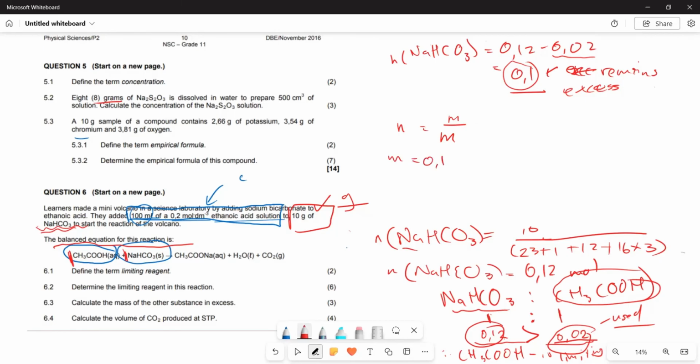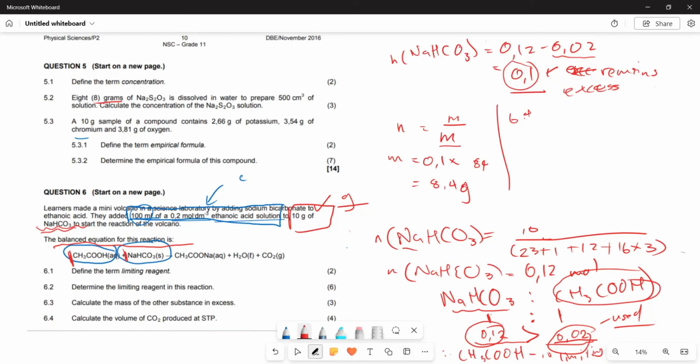Your mass is going to be given by what? You have 0.1 as your mole. And remember, this other time we calculated the molar mass of this. The molar mass was 84. So what is going to be the mass in here? It is going to be 8.4 grams, right? So this is going to be 8.4. This is going to be your mass in excess. Then now let's look at your 6.4, and then we are done.